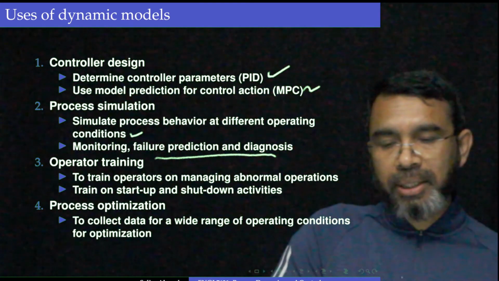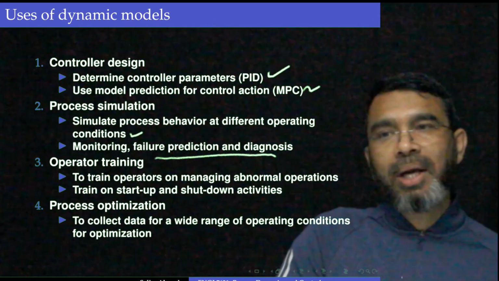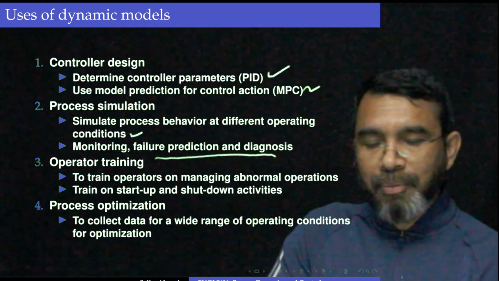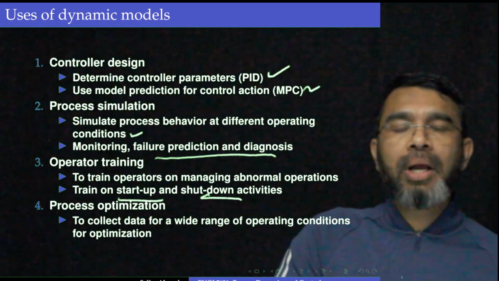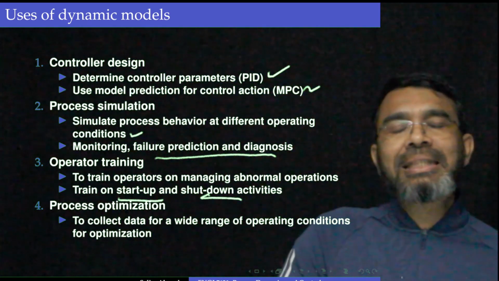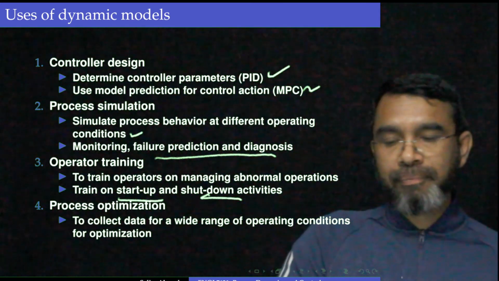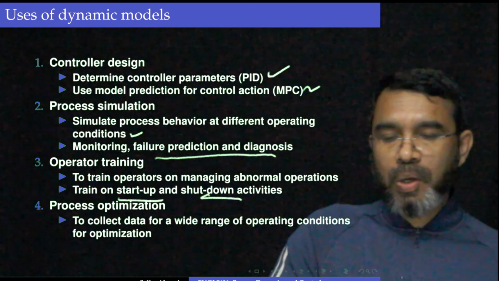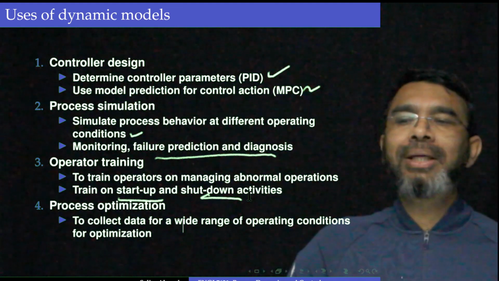Models can be used to train operators, meaning that you can simulate some abnormal situation and determine what control action helps to overcome it. Also for startup and shutdown, these situations can be simulated and then the operator actions can be determined using simulation. And finally, process optimization: you can collect data for a wide range of operation, and then using all those data, you can have proper optimization of the plant. So in summary, from controller design to simulation to operator training to process optimization, models can be used.